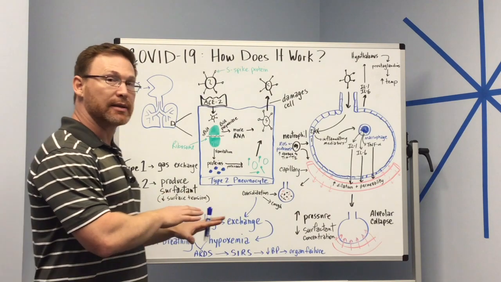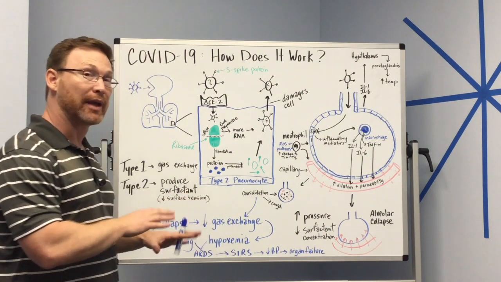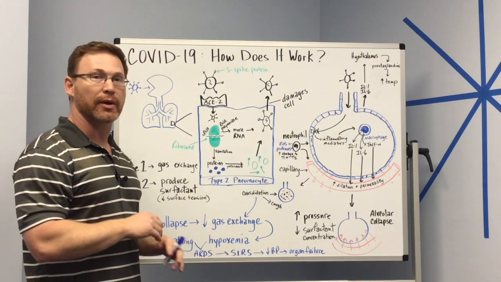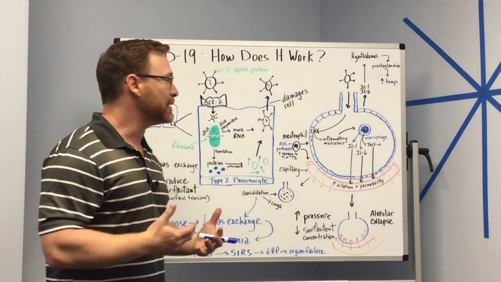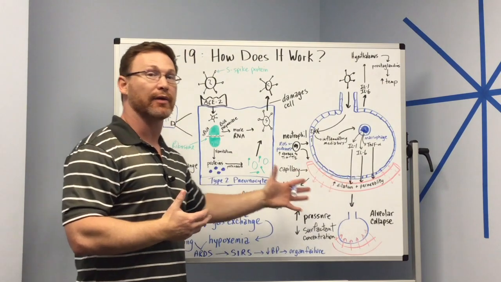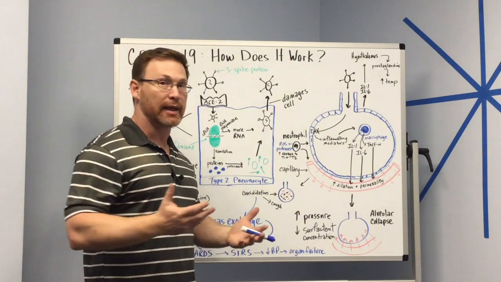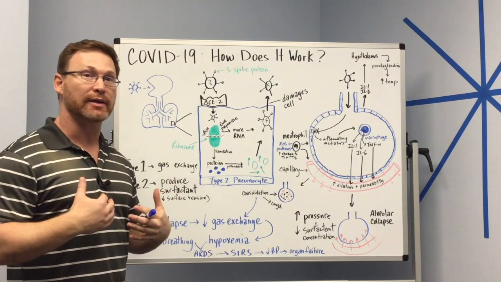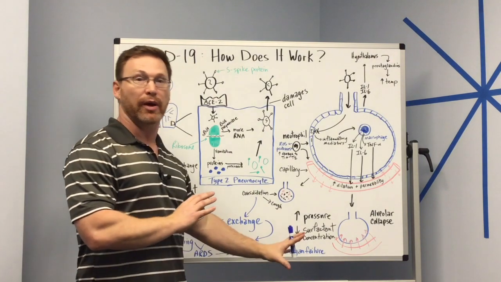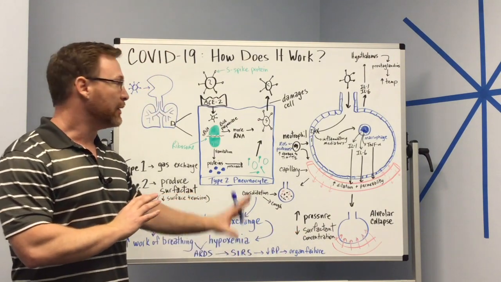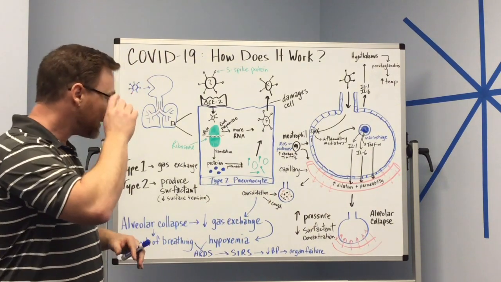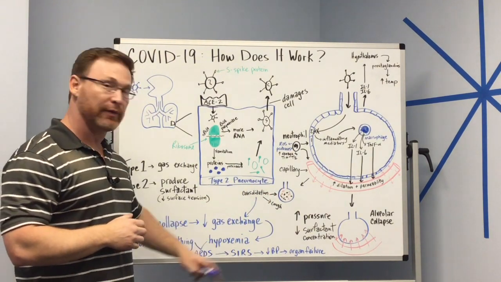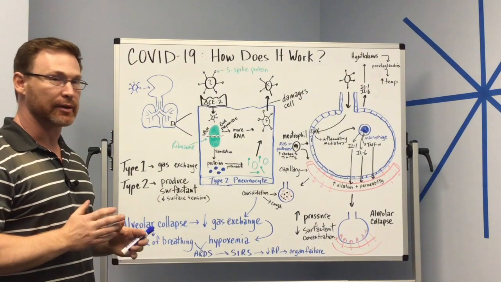Eventually, if this doesn't improve, people can develop acute respiratory distress syndrome. These are people who are going to need ventilators because they can't exchange gas here very well. And because they can't, if we can't get them a ventilator, things will start to progress even more rapidly. This process will start to spill over to the rest of the body. And that's when we get this systemic inflammatory response syndrome, the SIRS.